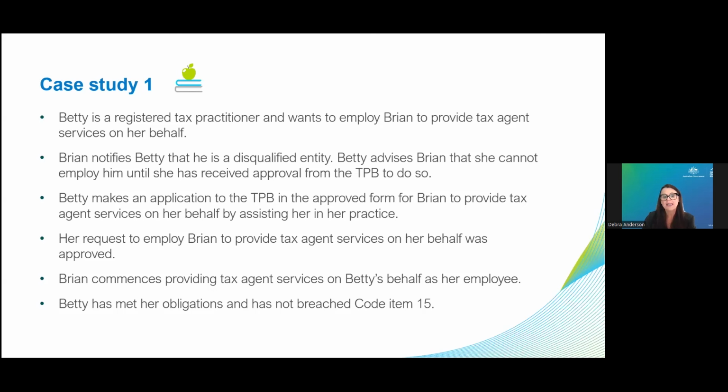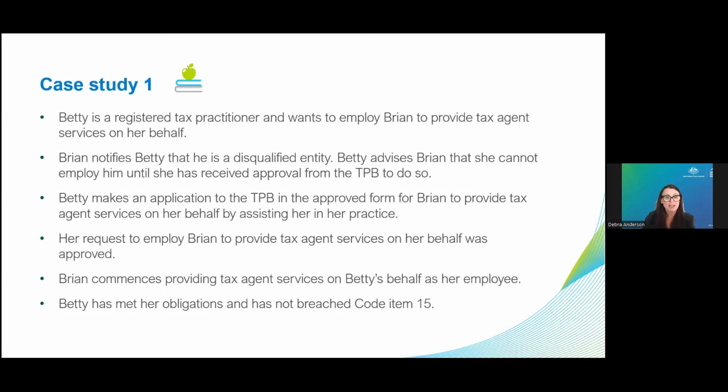In her application, Betty explains the reason why Brian is a disqualified entity and what were the circumstances around him becoming a disqualified entity. The type of role that Brian would be doing in Betty's practice and the supervision that's around that. The reasons why Brian, being a disqualified entity, is not relevant to his ability to perform the proposed role to the appropriate standard of professional and ethical conduct. And again, that goes a lot to do with supervision and systems. And any other additional facts that she considers relevant to the TPB's consideration of her request for approval. Now, even with giving the TPB all of that information, she should still attach supporting documentation if it's appropriate or available.